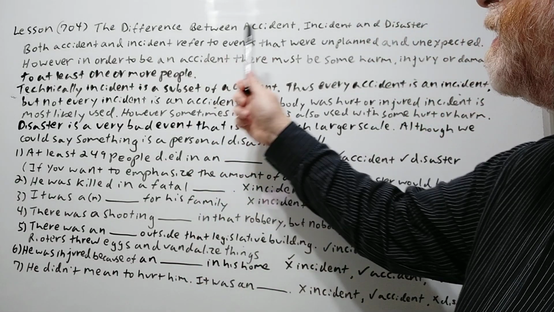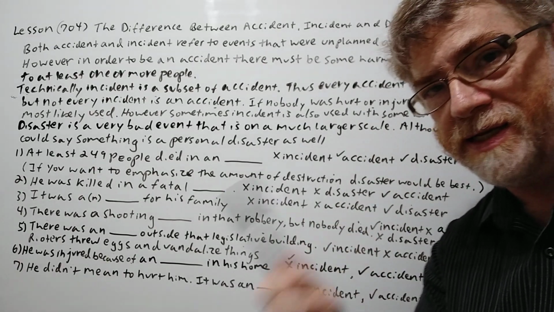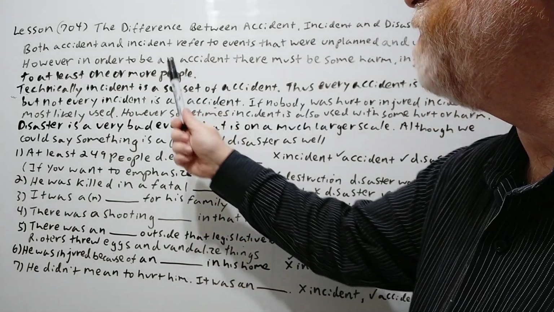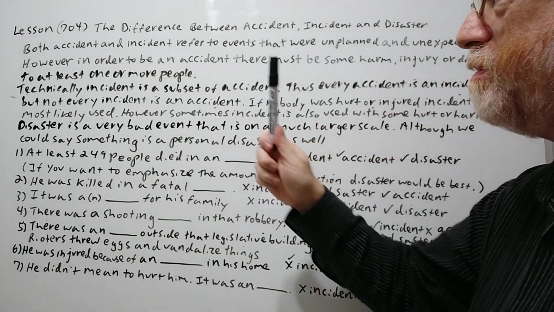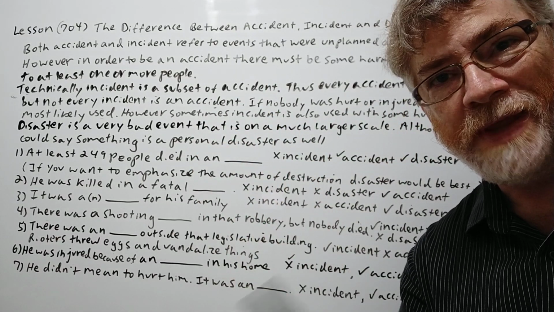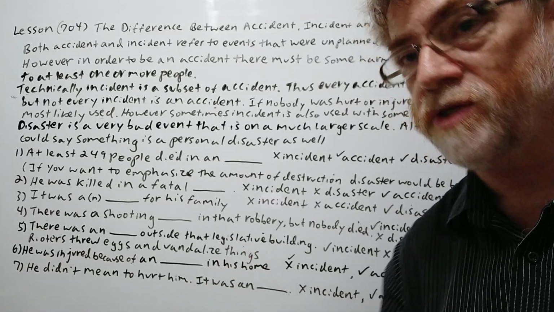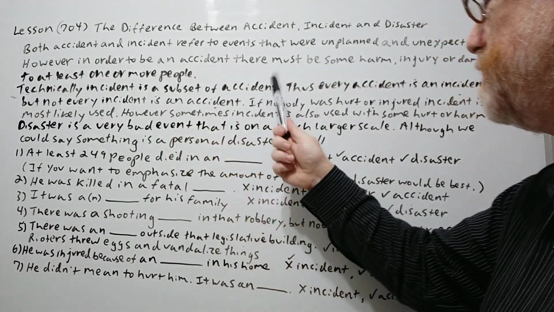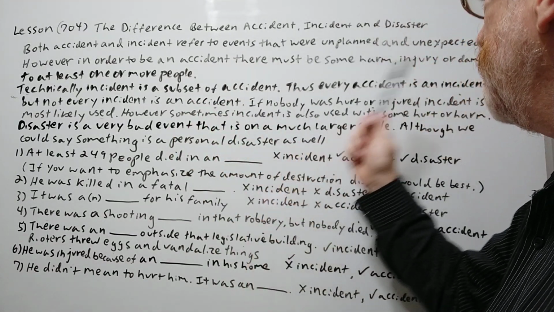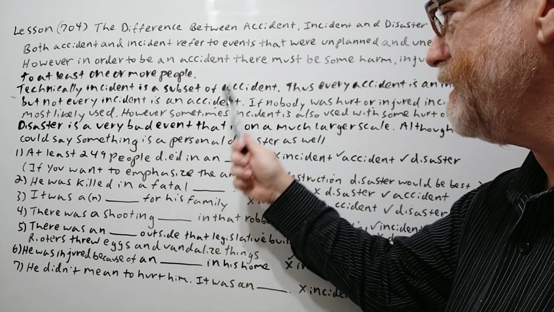Both accident and incident refer to events that were unplanned and unexpected. So in that sense, there's a little crossover. However, in order to be an accident, there must be some harm, injury, or damage to at least one or more people. Incident does not necessarily have to be damage. All right, let's continue. Technically, incident is a subset of accident. Thus, every accident is an incident, but not every incident is an accident.